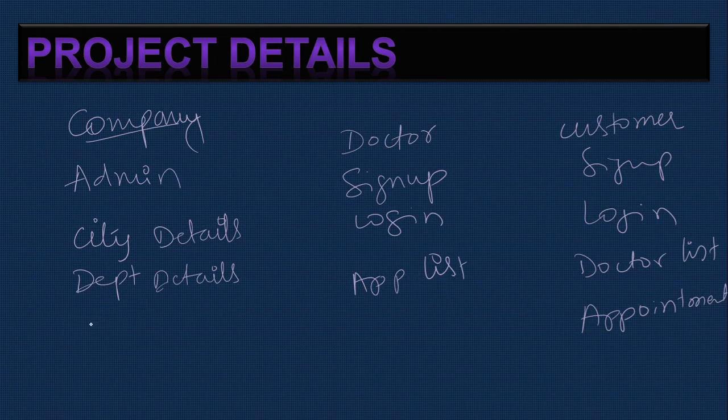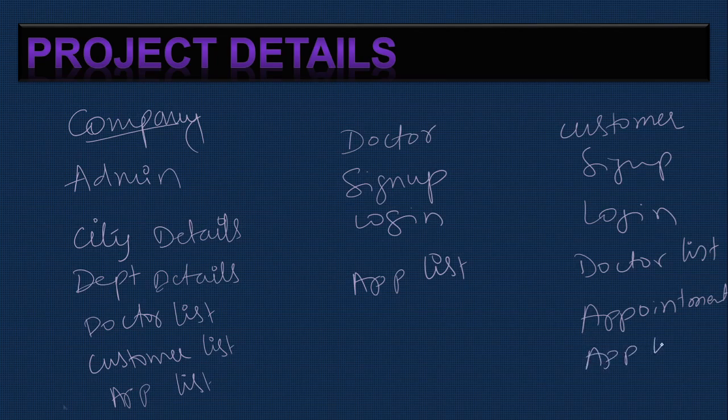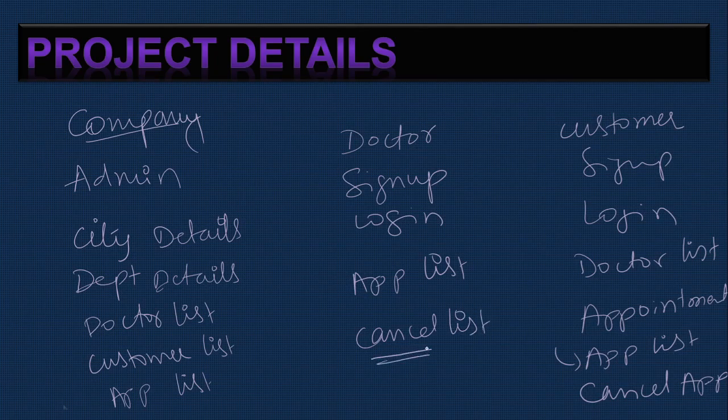The same applies in the admin. There is a doctor list of all the doctors who signed up, and a customer list of all the customers who signed up. When they take appointments, the admin can also see the appointment list. Even the customer can know their own appointments, not others', just their own. Then you can cancel in case you don't require it, and there is a cancel list as well. If any appointment is cancelled, that list will show it here.